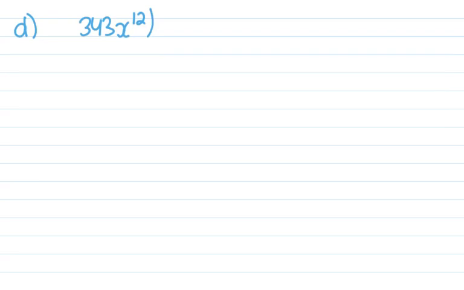343x to the power of 12 all to the power of 2/3. So now you need to remember that when you have a bracket with multiple terms in it, each term in that bracket has the exponent applied to it. So this is going to be 343 to the power of 2/3 times x to the power of 12 to the power of 2/3. So that means I multiply the 12 and the 2/3 because of the power of a power rule.